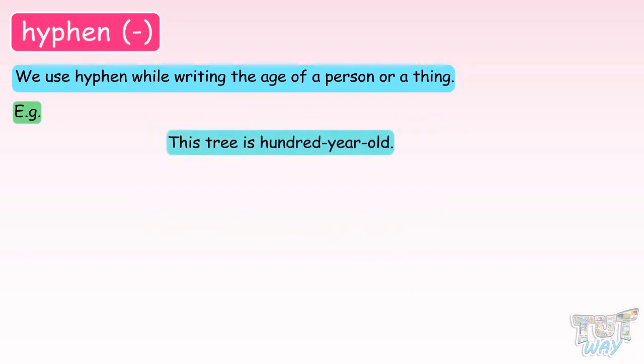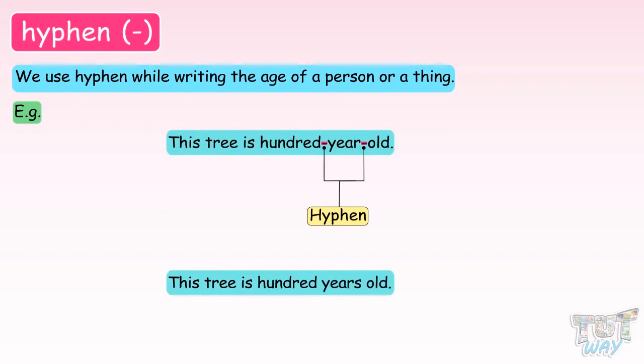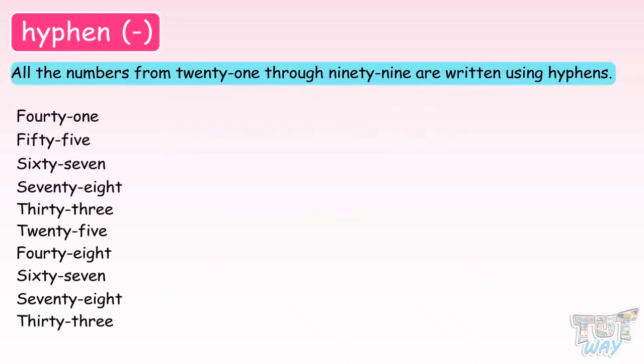Another example. This tree is 100-year-old. So, we have used hyphens. We can also write, "This tree is 100 years old," with no hyphen. Now let's learn another use of hyphen. All the numbers from 21 to 99 are written using hyphens.